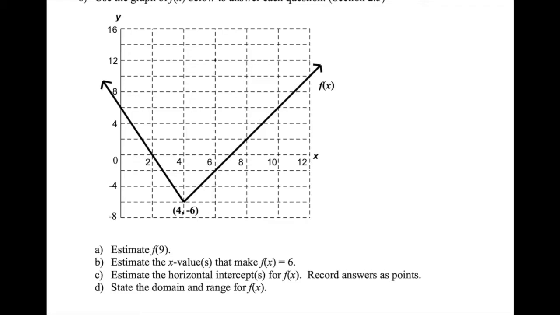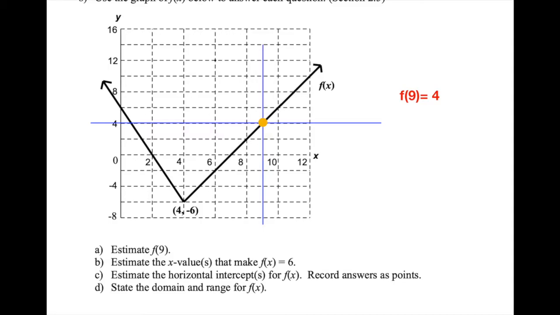Number 8. Estimate f of 9. First find x equal to 9. So it should be here between 8 and 10. If you draw a vertical line here, you can see it hits the graph at this yellow point. And you want to read its y value. So you draw a horizontal line, it hits y equal to 4. So you know that f of 9 equals 4.